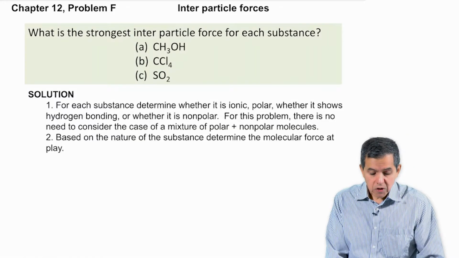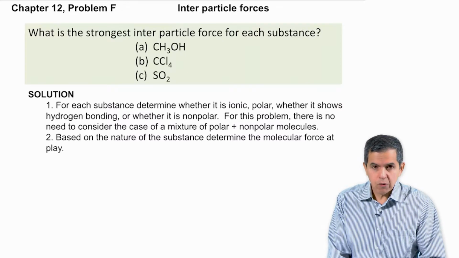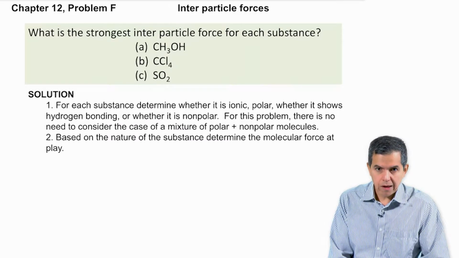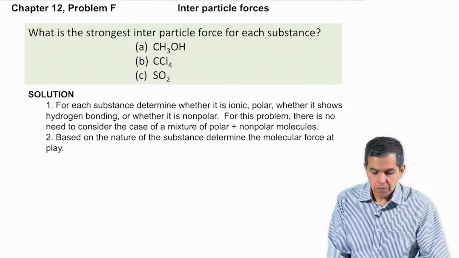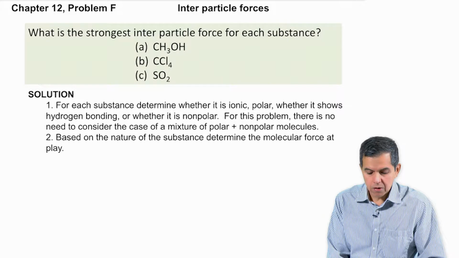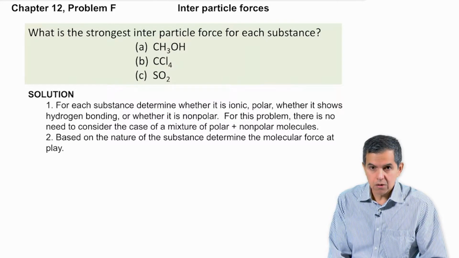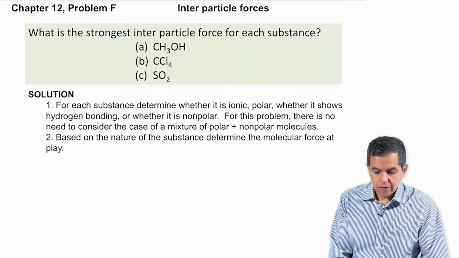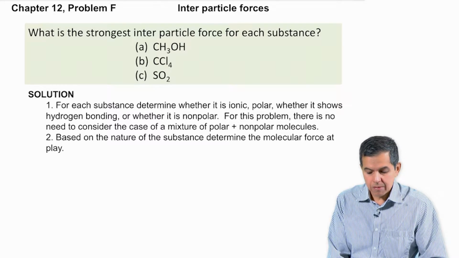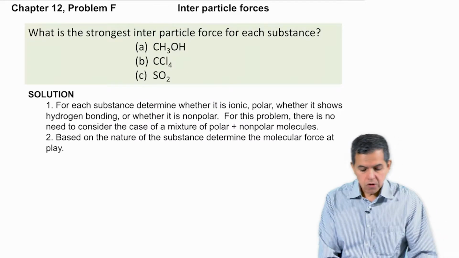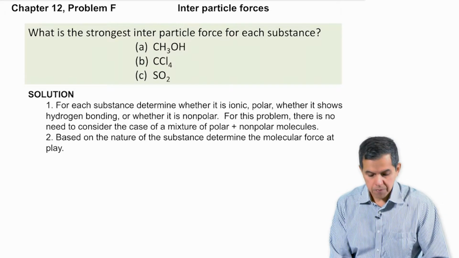Okay, so in order to solve this problem, we need to understand whether each molecule is ionic, polar, whether it shows hydrogen bonding, or whether it's not polar. We don't need to consider the case of a mixture of a polar and a nonpolar molecule because we have only one compound in each of these questions. And once we know the nature of the substance, we can determine the intermolecular force that is present. So let's begin by looking at methanol, part A.